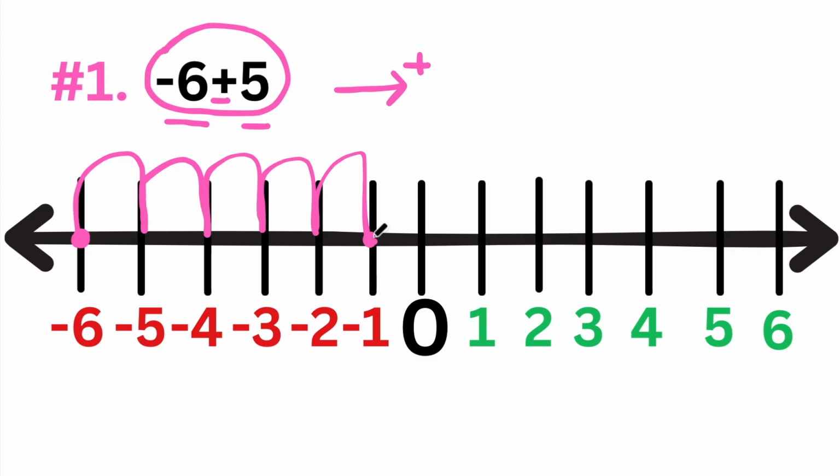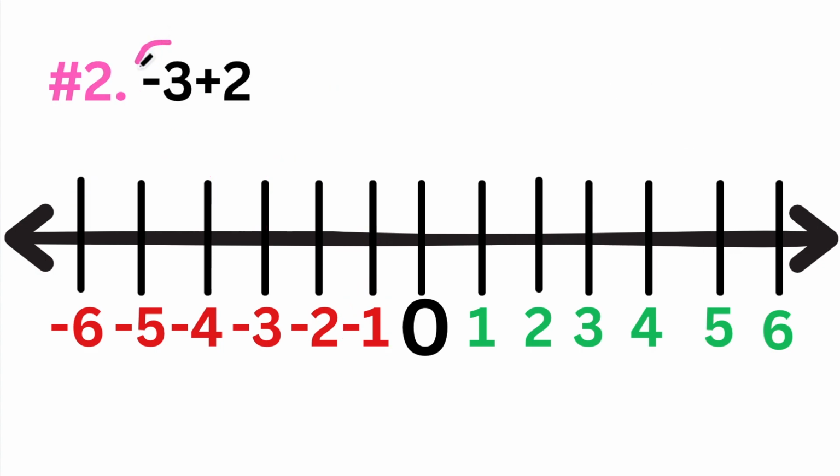So starting at my plotted point at -6 on the number line, I'm going to move 5 spaces to the right. And that's going to take me all the way to -1 on the number line. And that's how I can determine that -6 plus 5 equals -1.